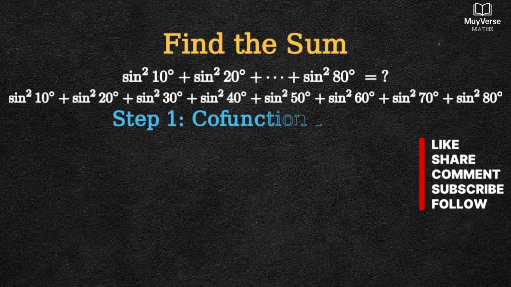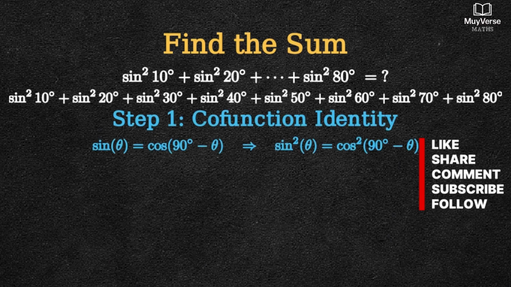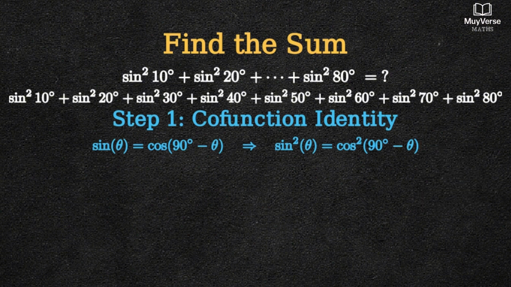Step 1. Use the cofunction identity. Sine of theta equals cosine of 90 degrees minus theta. So, sine squared theta equals cosine squared of 90 degrees minus theta. Now we rewrite the last 4 terms using complements.